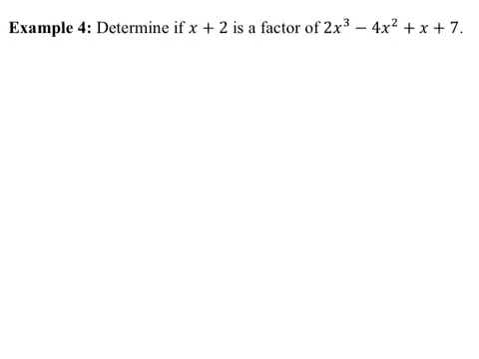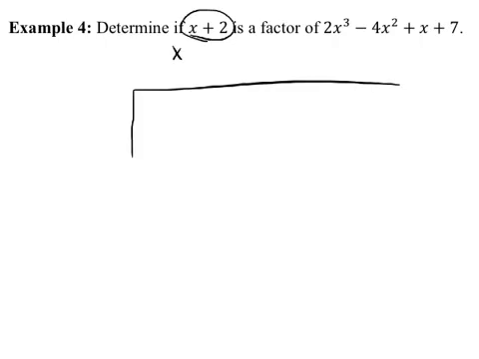Example 4 is a little bit easier actually than all the others because it just says determine if it's a factor. And remember that if x plus 2 is a factor, when we plug in negative 2 into the synthetic table, we should get 0 as the remainder. So that's our check. So again, if this is a factor, it's the same thing as asking determine if x equals negative 2.